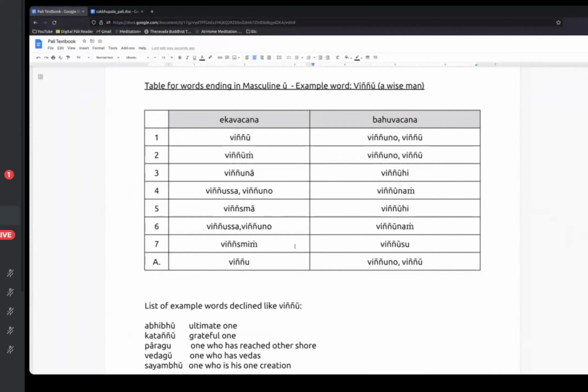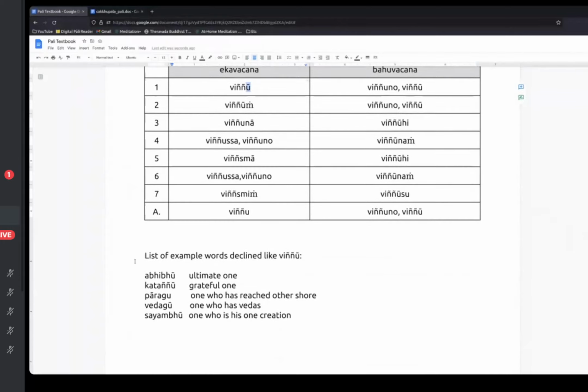And so next we have winyu, long u. Winyu comes from we, the prefix that we learned last week, and nya. Nya is the root in regards to knowing. U is a suffix that we'll learn about later. It turns a root into a noun, meaning one who. Like if you look at these examples down here, one who is abibu, one who is katanya, one who is paraga, one who is vedaga, one who is sayambhu.